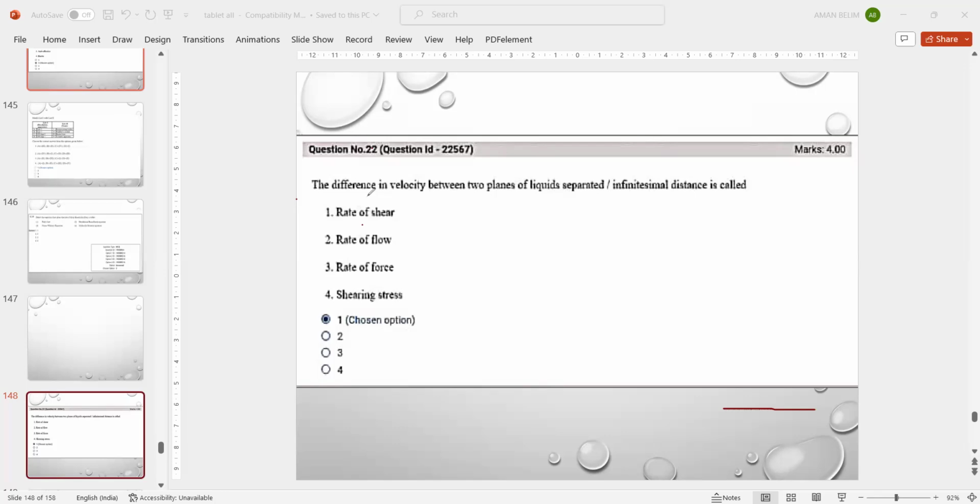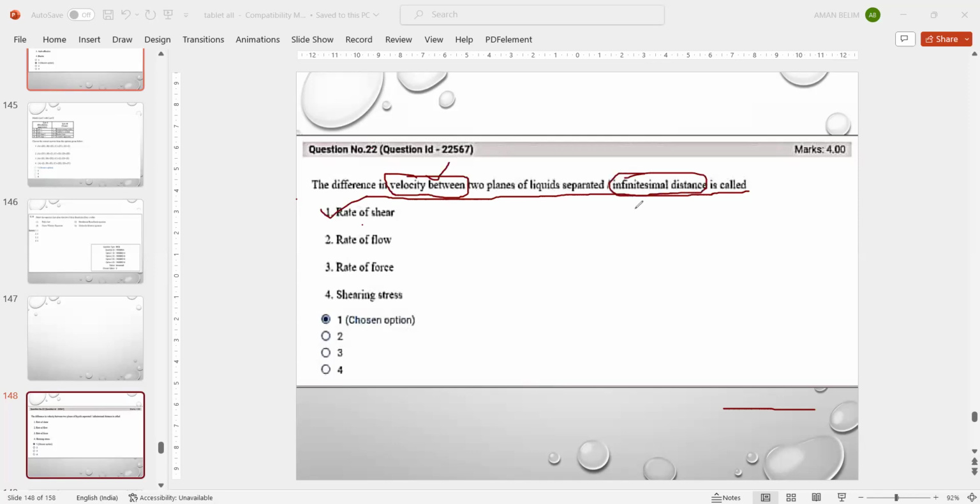What will be the answer of this? Difference in velocity between two planes of a liquid separated by an interstitial distance is called as? What is the answer? Shearing stress. Are you sure? Vivek, are you sure it is shearing stress? Because it is talking about the velocity upon distance. Answer 1. Yes, Vivek. Very good. So it's simply telling you about the velocity upon distance.